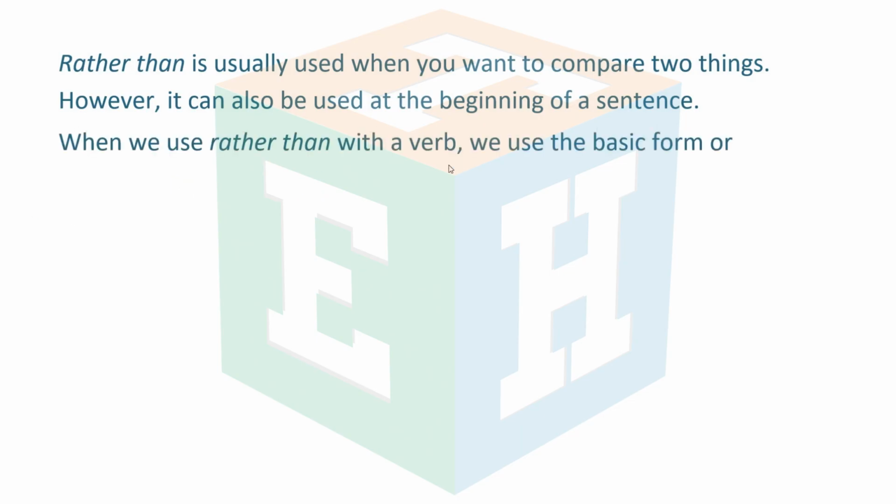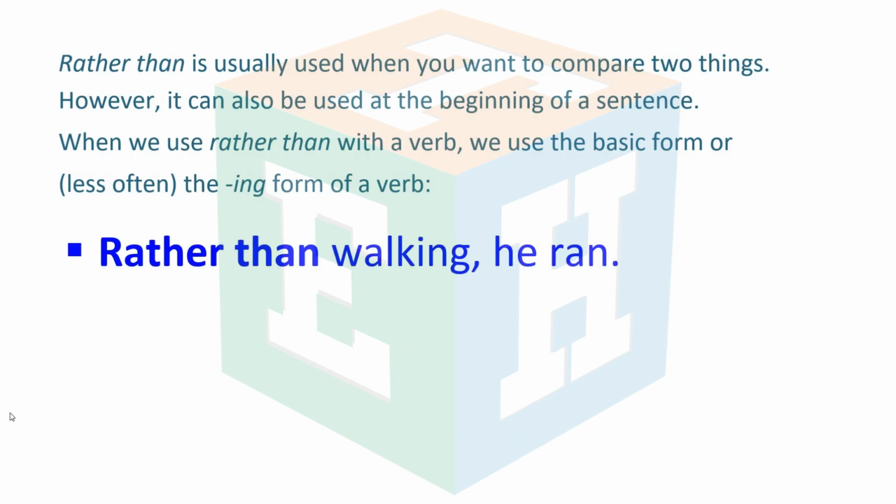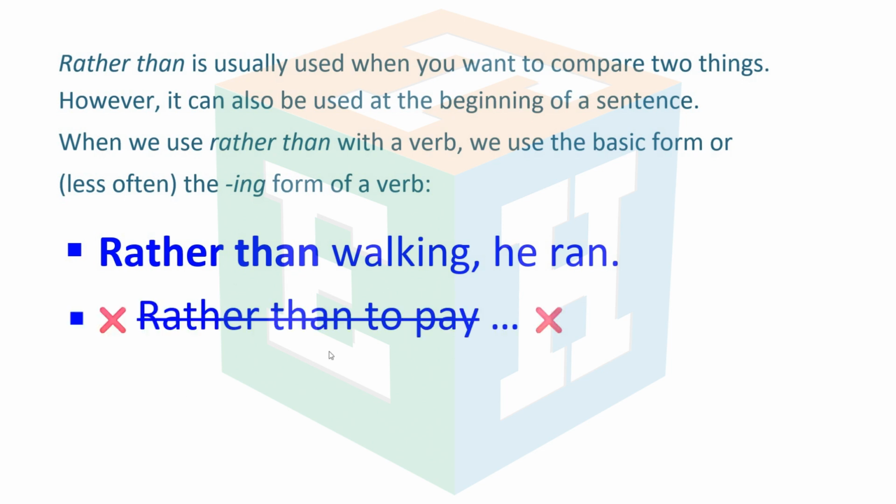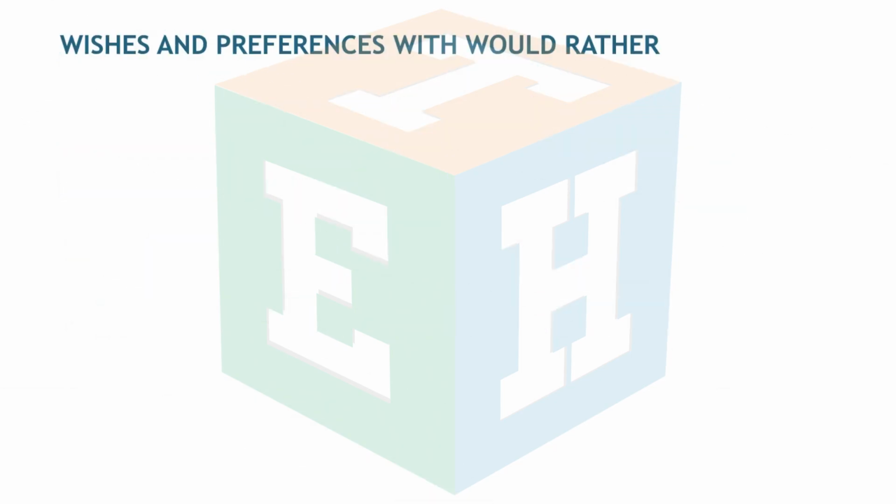When we use rather than with a verb, we use the basic form or less often the ing form of a verb. Rather than walking, he ran. Rather than to pay. This is wrong.